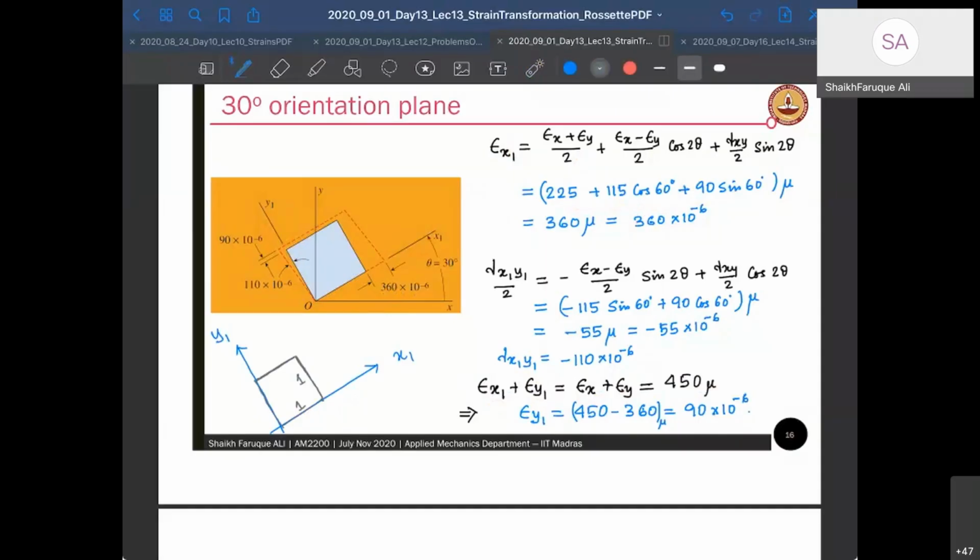Now it has deformed. The deformation I have to find along x1. So along x1, what is the deformation? Along x1, it is 360. So I'll go to 360 from here. Let's say this is my 360 point. Along y it is 90. That is also positive, so upward. So let's say 90 is here. So that much is 90 micron. So this is epsilon y dash, and this is epsilon x dash, or x1, y dash, y1.